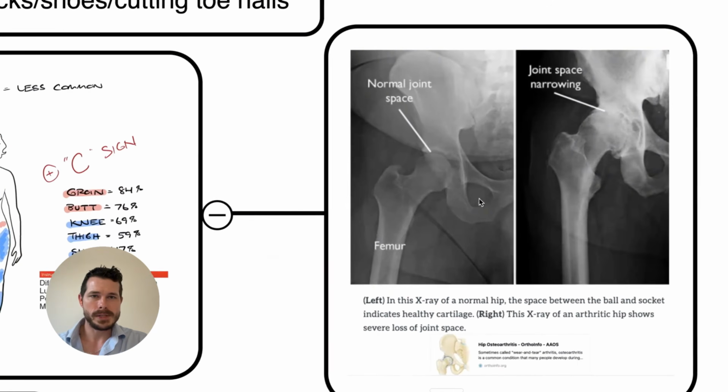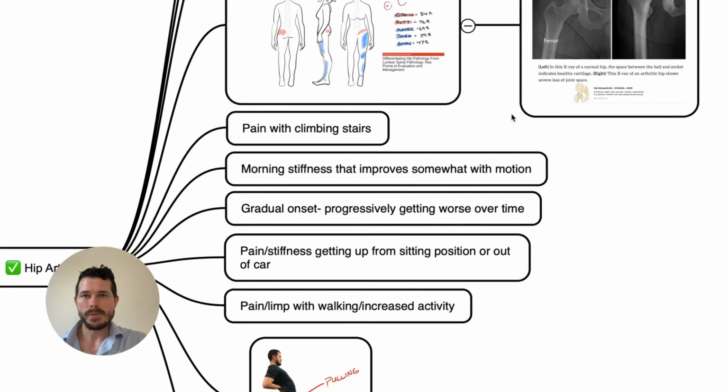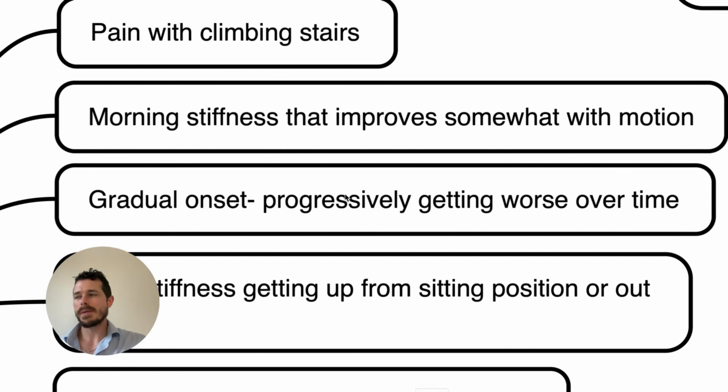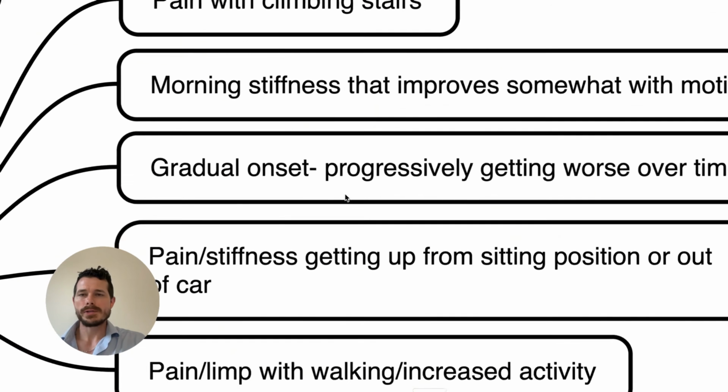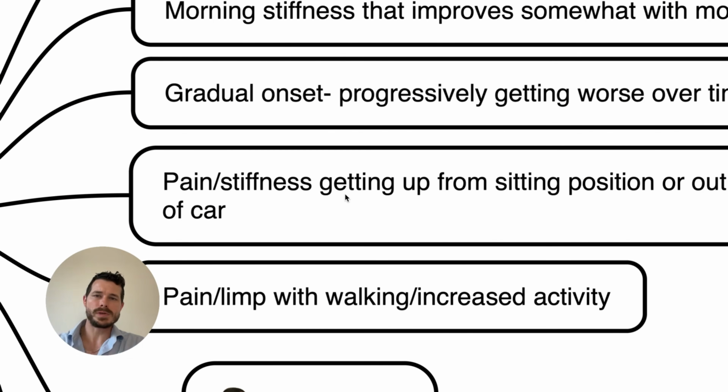You can see here in the pictures, there's a loss or a narrowing of the joint space. This is normal. This is loss or narrowing of it. Pain with climbing stairs, loading the joint. Morning stiffness, that maybe gets a little bit better as you walk it off. There's generally a gradual onset of symptoms. Progressively gets worse over time. And the pain and stiffness getting up from a sitting position or out of the car is noticeable. And again, maybe you can walk it off if you're in the early stage.